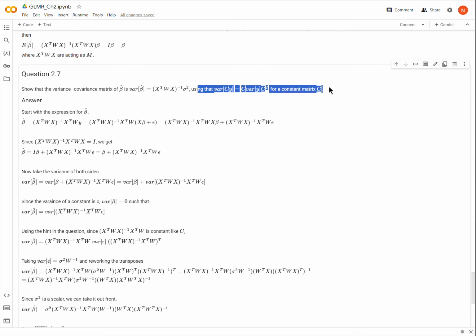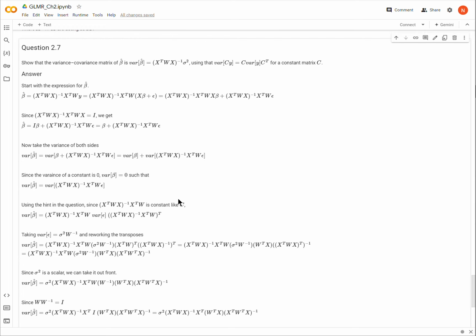Now, using the property of variance given to us in the question, we have this big matrix here, and that's going to be our C. I take this as the C, and then what I have left is the variance of epsilon, and then our C matrix again transposed. So all of that transposed. So that's using the property given in the question.